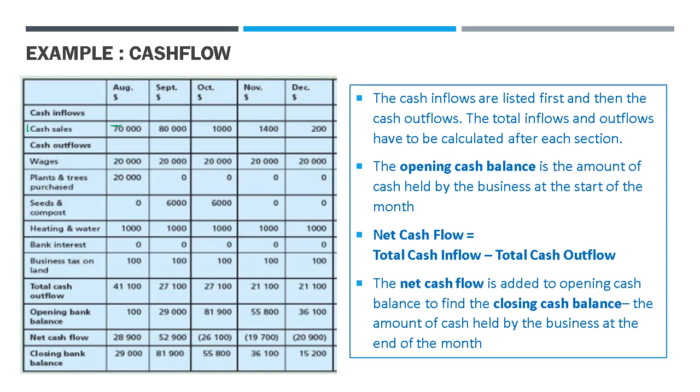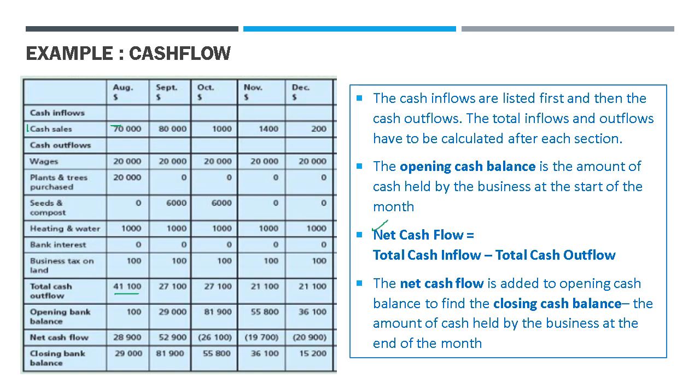Wages to the employees, $20,000. And then plants and trees purchased, $20,000. Seeds and compost, $0. Heating and water, $1,000. The tax on the land, $100. So the total cash outflow here is $41,100. So how do we get the net cash flow?